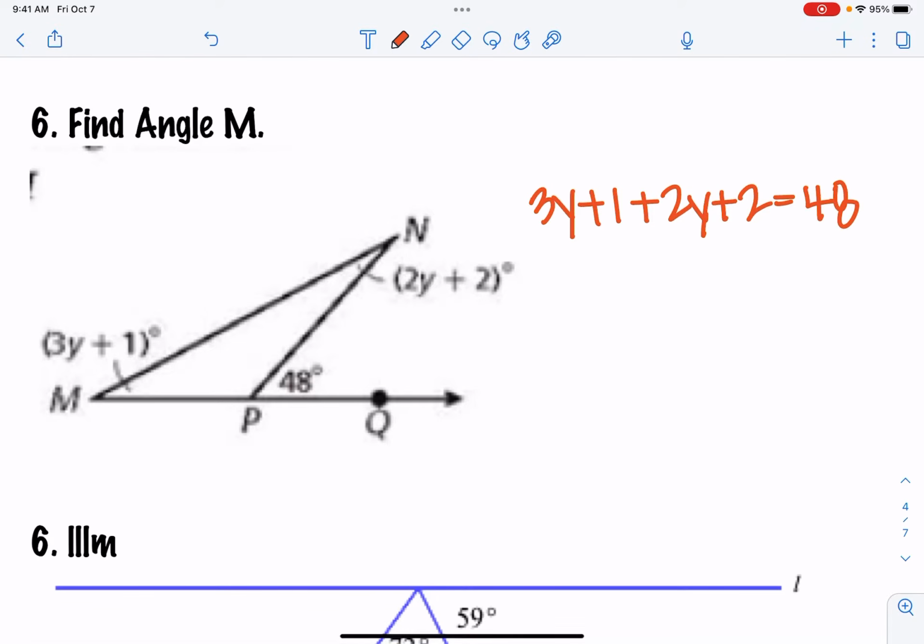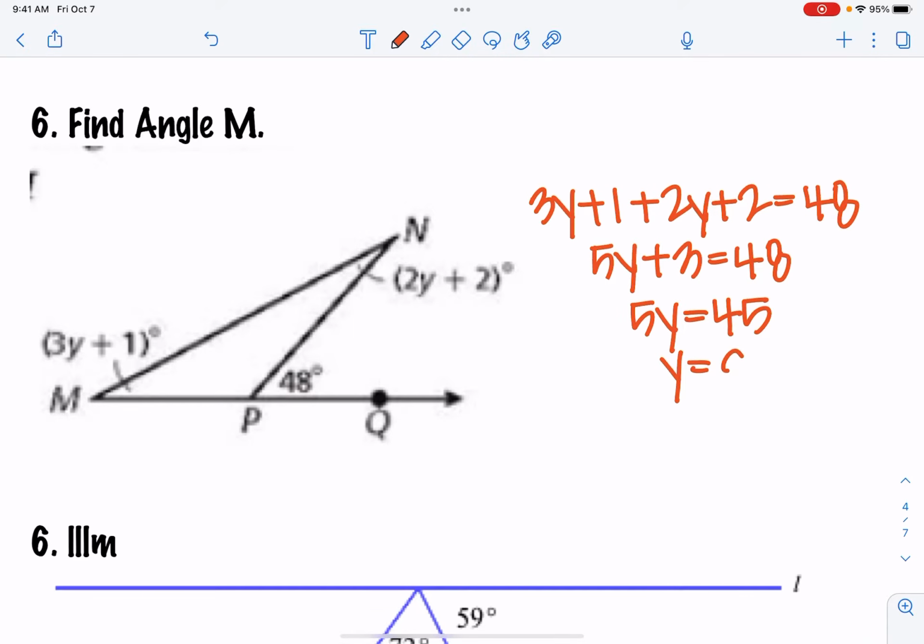So exactly the same setup. You just have expressions now and just a little bit more solving to deal with. So you're going to have to combine like terms. So you get 5y equals 45. And you get 9 as your answer.